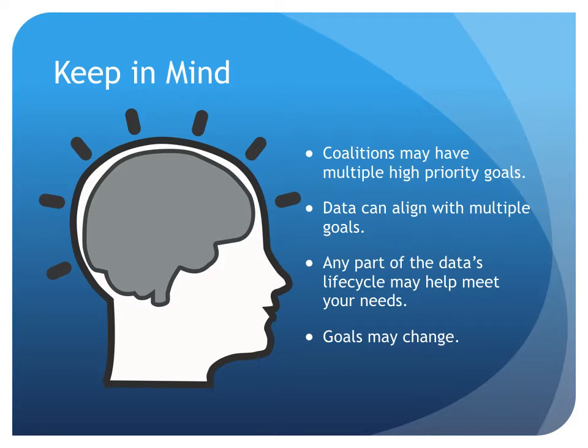When going through this group exercise, there are a few things to keep in mind. It is expected that the coalition will have multiple high-priority goals. You will probably identify data that will align with multiple goals. It is also important to remember that data has a life cycle beginning with identification and collection and ending with the decision that the data is no longer needed or should be thrown away. Any part of this life cycle can be used to achieve your coalition's goals. Finally, keep in mind that your coalition's goals may change over time.